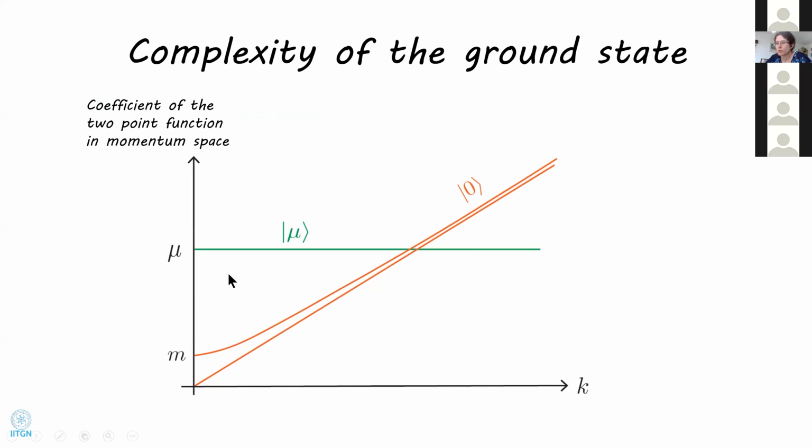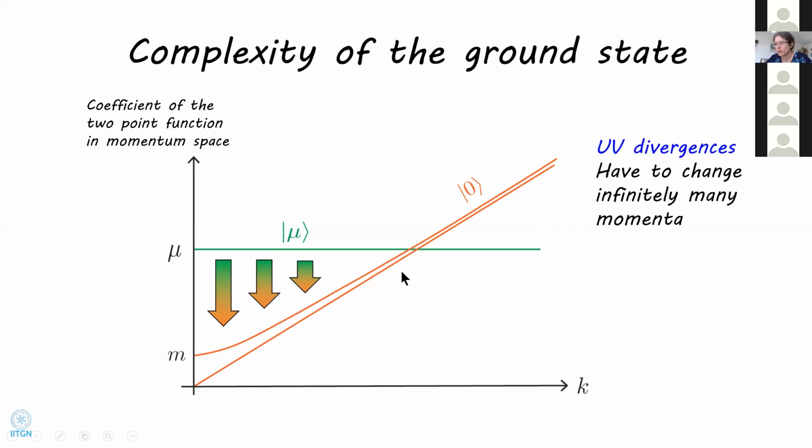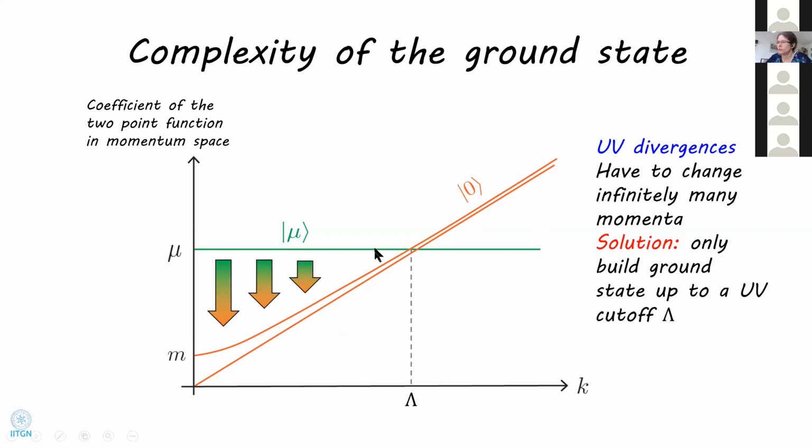So when I try to study the complexity of the ground state, what I want to do is go from the green reference state to the vacuum state. And of course, I have to do this for an infinite number of different momenta, and that's the reason why I have UV divergences. One way to regulate it is just to put a cutoff. So put the cutoff, not necessarily exactly at the intersection of the curves, but put a cutoff and only transform the reference state to the target state up to a certain cutoff.